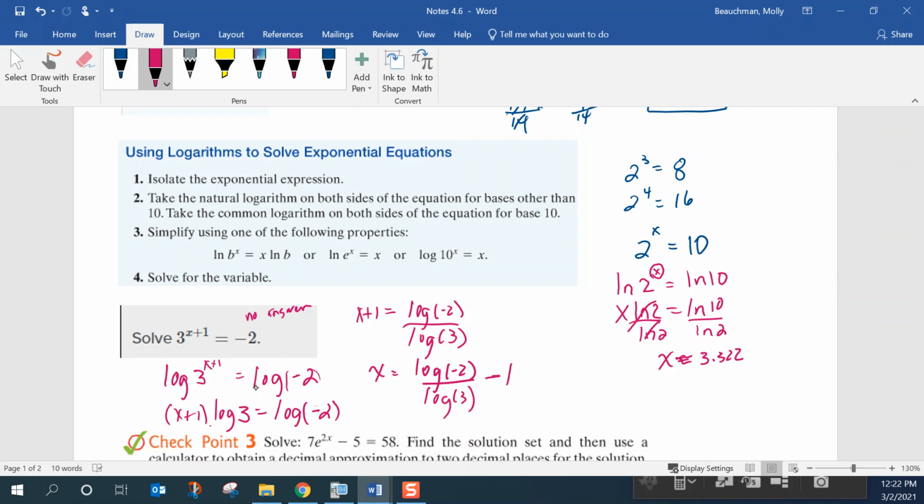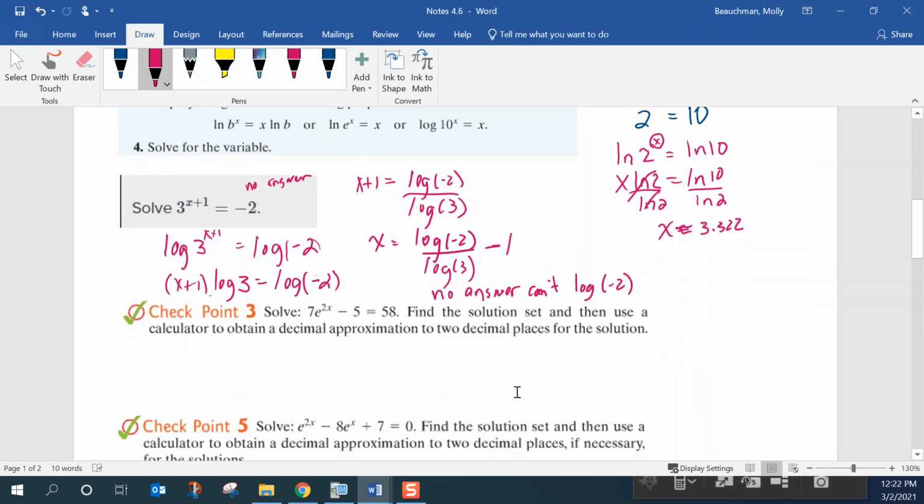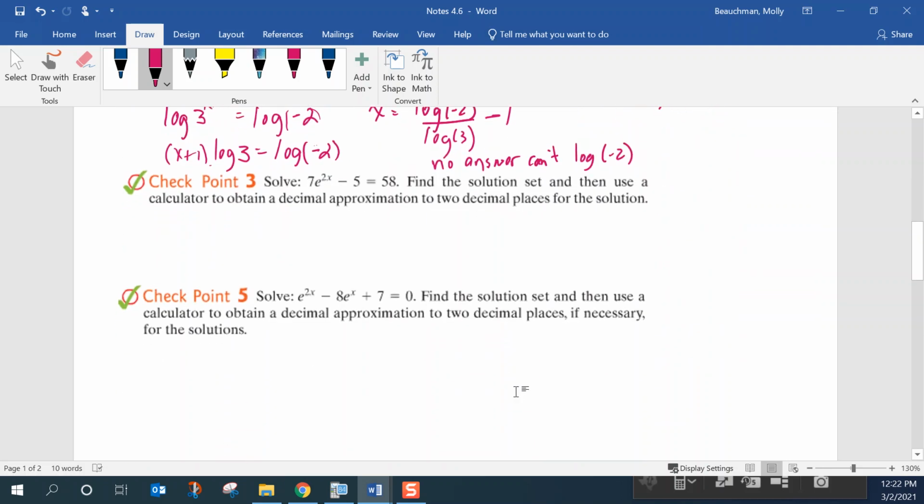But the process for solving, no answer, because we can't take log of negative 2. All right, so I hope I didn't lead you down the wrong path there. But you can go ahead and work it out, and if you got a non-real answer, then that's why. All right, a couple more examples on solving exponential functions using logarithms.